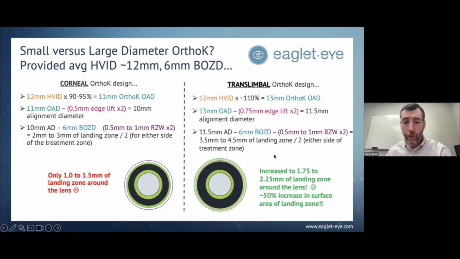And frankly, for most corneal topographers, that's just not an option. Most corneal topographers, you'll be lucky to get 9 or 10 millimeters of data, much less 13 or 14 millimeters of data. So where something like the Eaglet comes in is that it will map out the entire surface of what you're projecting the instrument onto.